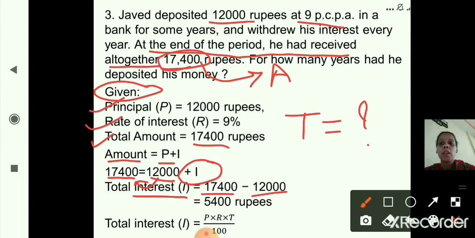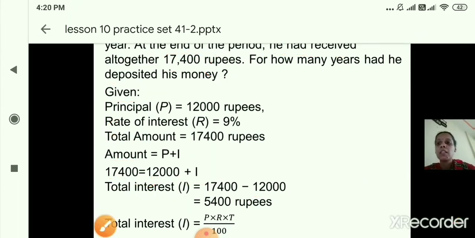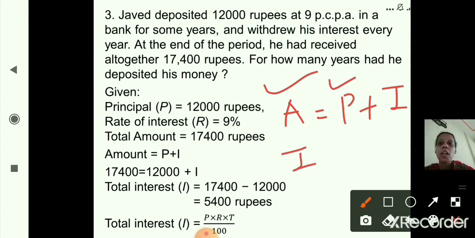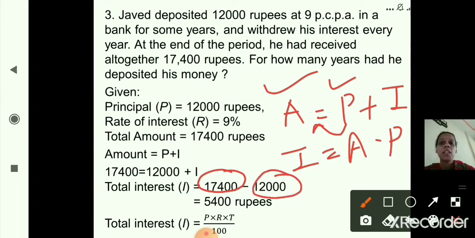See, this is the formula: A is equal to P plus I, where we have to find I, because the amount is given and the principal is given. So what is I? Interest is equal to A minus P, since P comes to the other side. So what is A? 17,400. And what is P? 12,000. So 17,400 minus 12,000 is 5,400 rupees, right? Now we got I, that is, the interest.